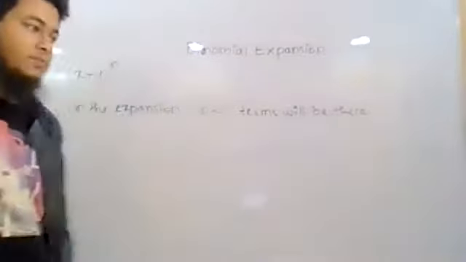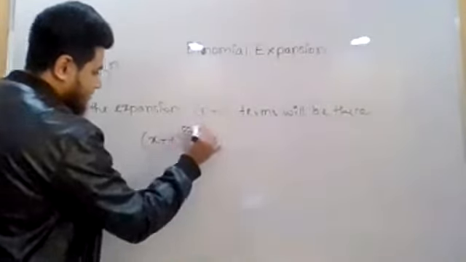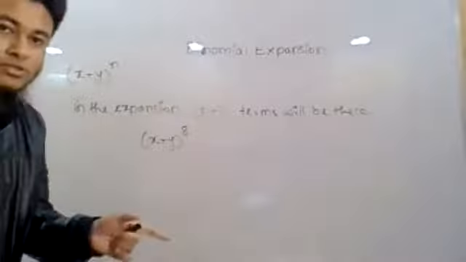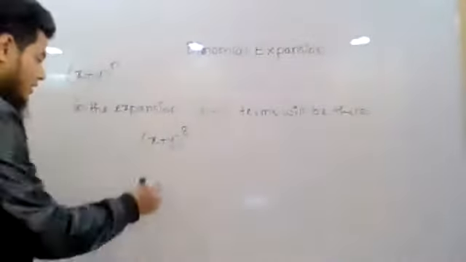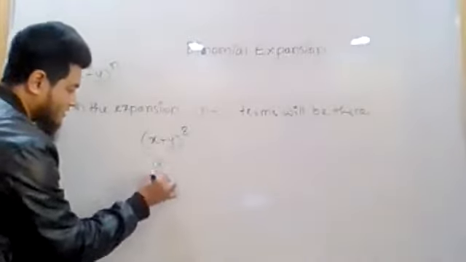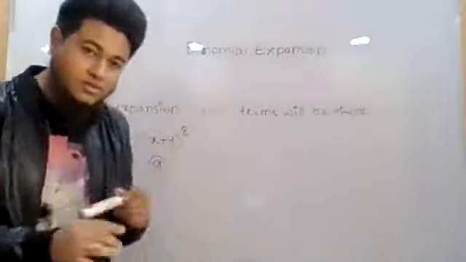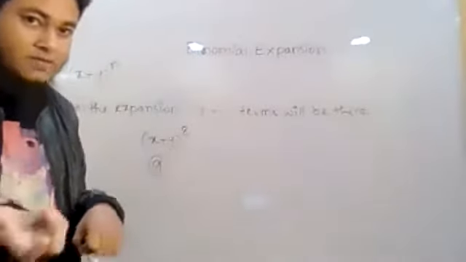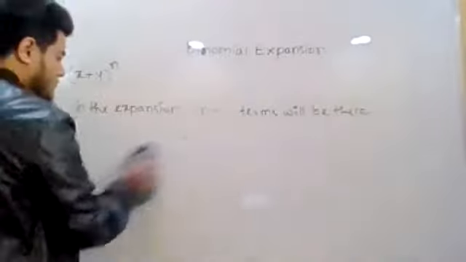For example, if I say the power is 8, you will be able to tell me how many terms will be there in the expansion. How many? 8 plus 1, that is 9 terms. Now, some of you might ask, sir, how can we believe you? Show us some proof. So let us see some proof.